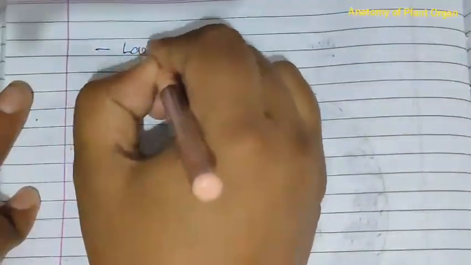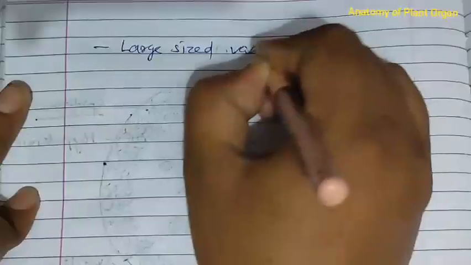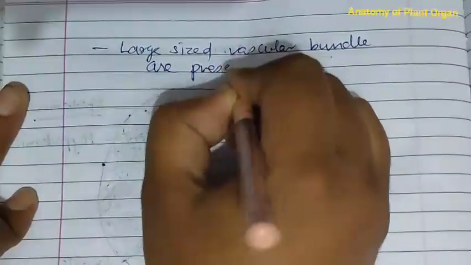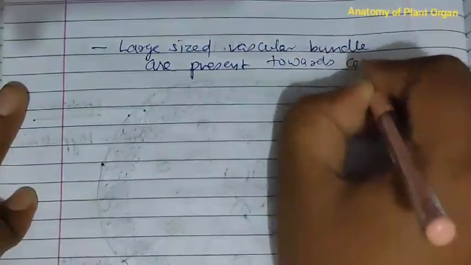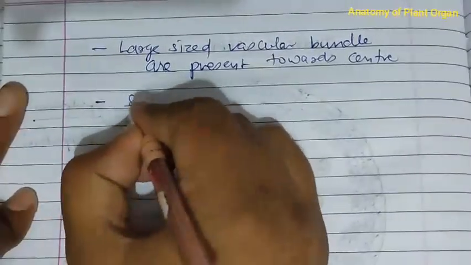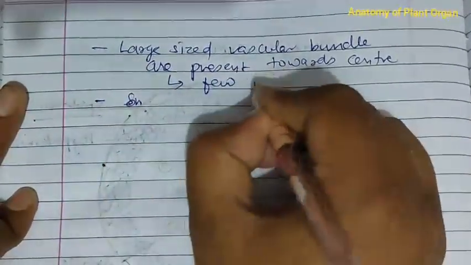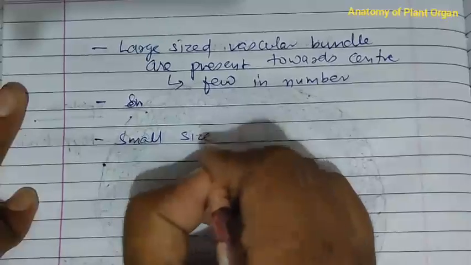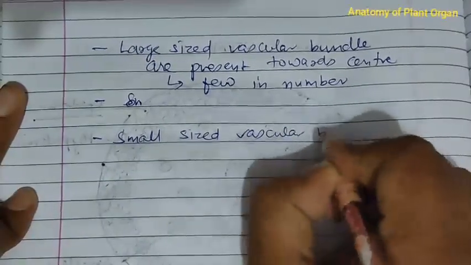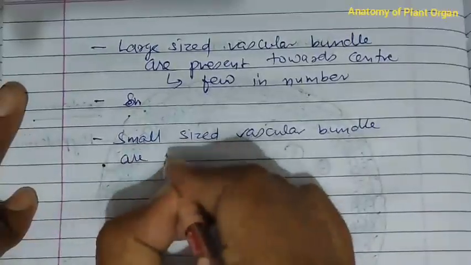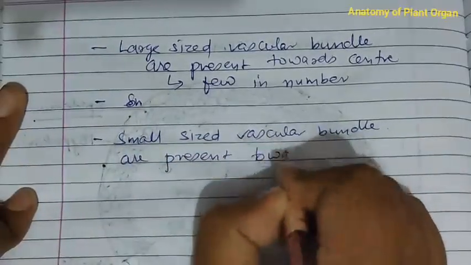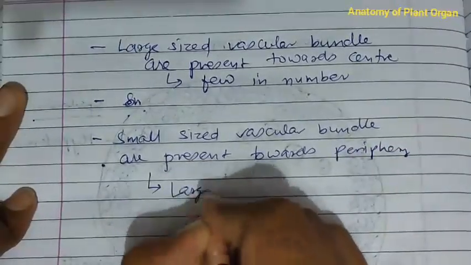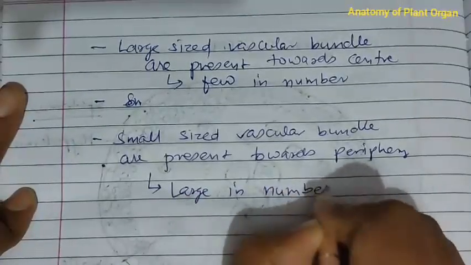Then large sized vascular bundles are present towards the center, which are few in number, but small sized vascular bundles are present towards the periphery and they are large in number.